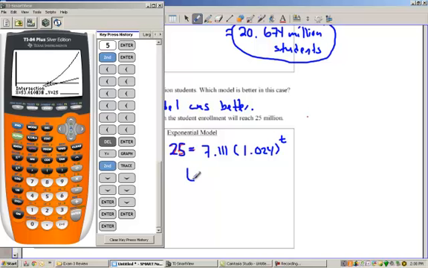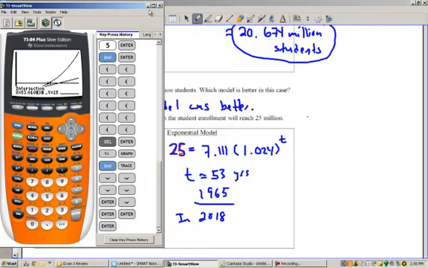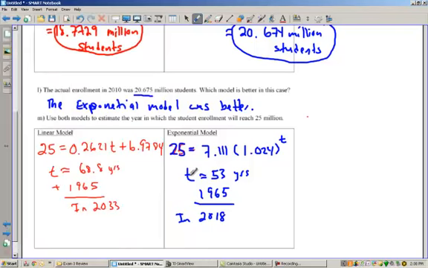So on this one, T is approximately 53 years. And again, I'm going to add 1965 to it. And if you add 53 to 1965, you're going to get the year 2018. Right, so the exponential model will predict that enrollment will reach 25 million in 2018.